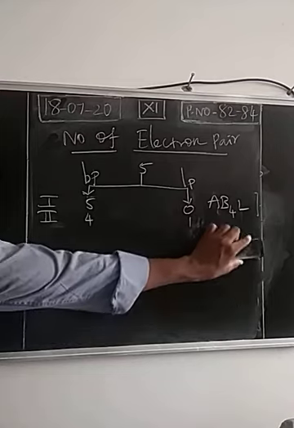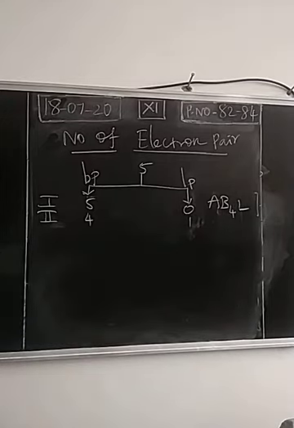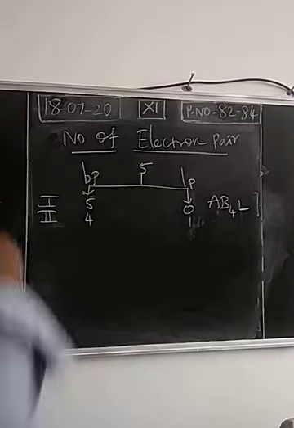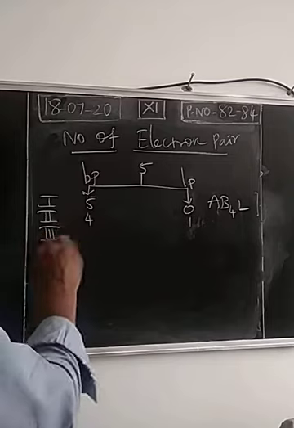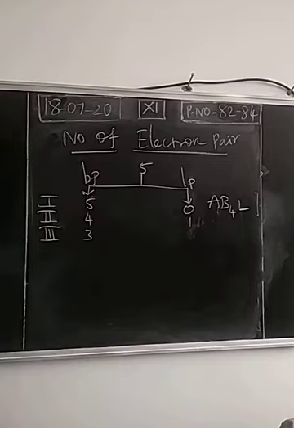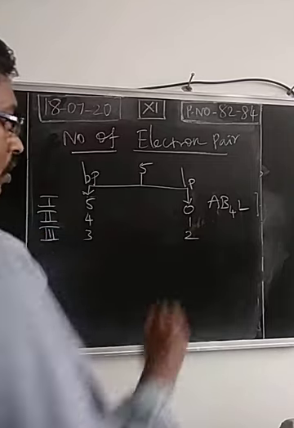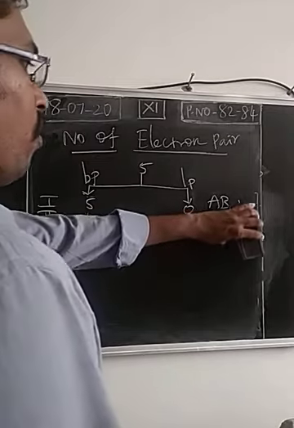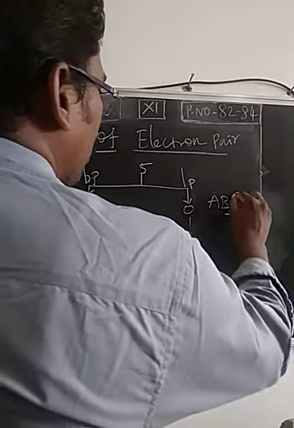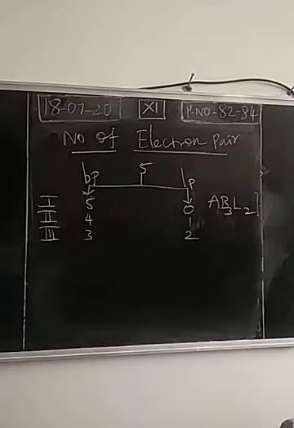So what is the expected geometry? Trigonal bipyramidal, but due to repulsion between the lone pair and bond pair, the structure is distorted into the seesaw structure. The third possibility, out of 5 electron pairs, 3 may be bonded pairs and 2 may be lone pairs. So the formula will be changed to AB3L2. Okay.